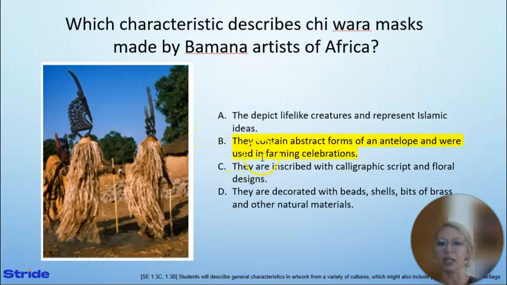Obviously, the answer is B. We just talked about how it looked like an antelope. Okay, and again, this is highlighted, so you will probably see it again.